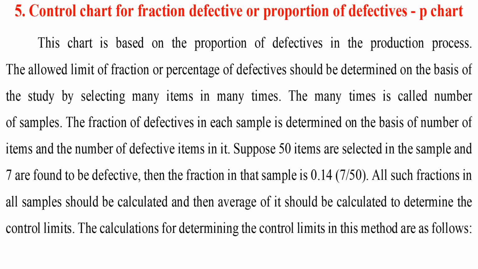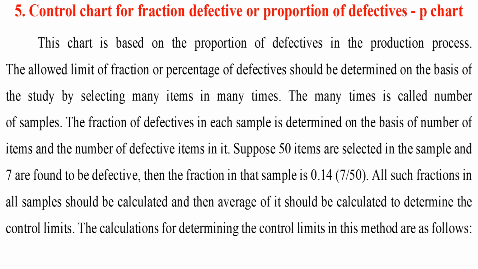5. Control chart for fraction defective or proportion of defectives, P chart. This chart is based on the proportion of defectives in the production process. The allowed limit of fraction or percentage of defectives should be determined on the basis of a study by selecting many items many times. The many times is called the number of samples.